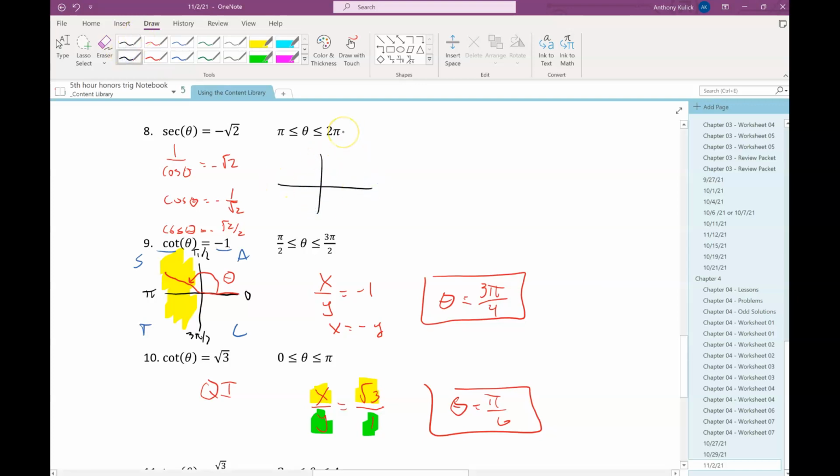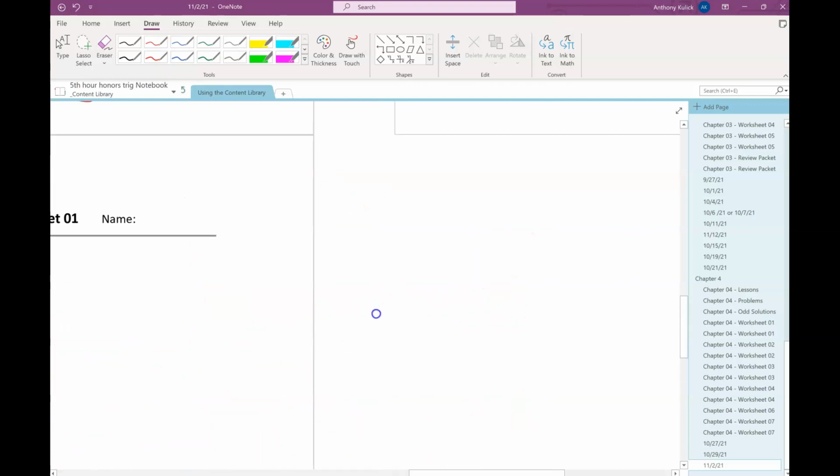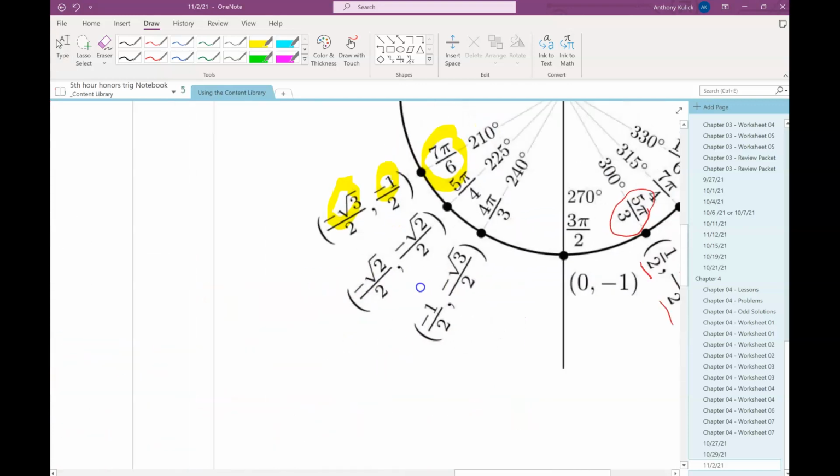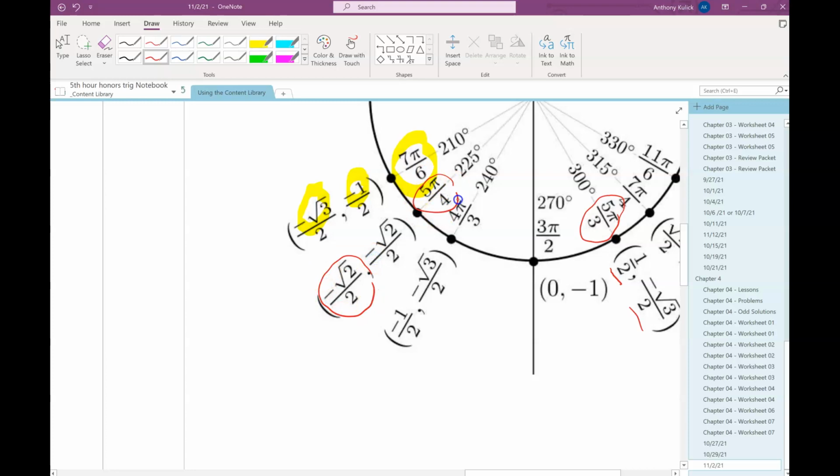And then if I do this, pi to 2 pi is quadrants 3 and 4. If I do all silly turtles crawl, cosine is negative in quadrant 3. So I'm going to quadrant 3 and looking for where cosine is negative root 2 over 2, which is the x coordinate. So I want 5 pi over 4.